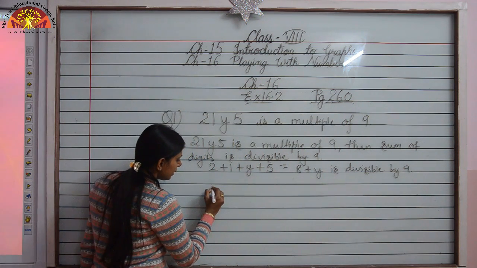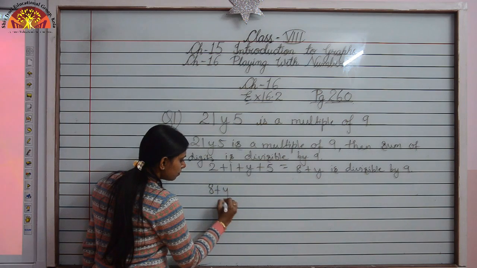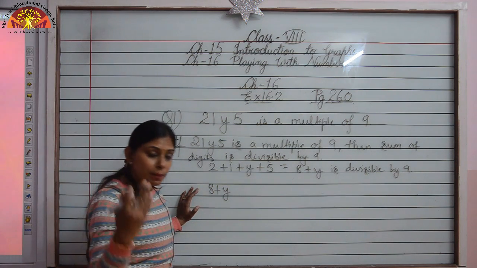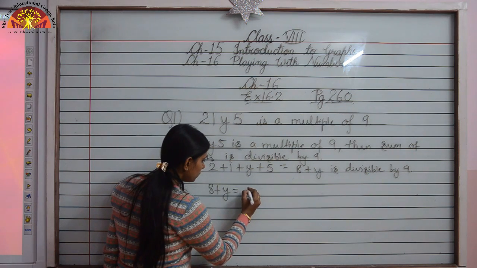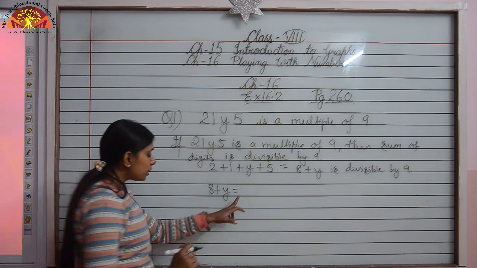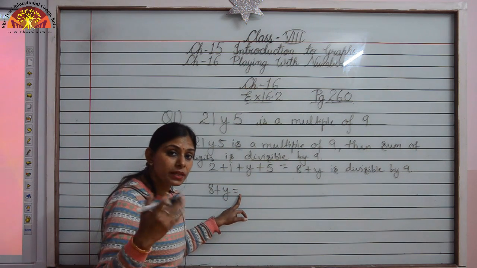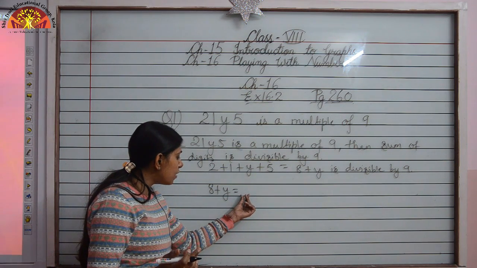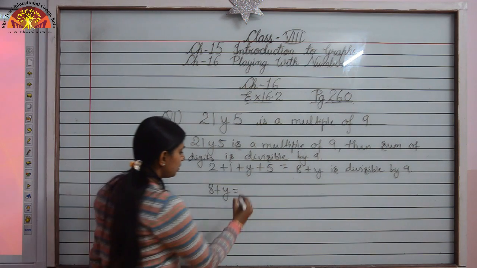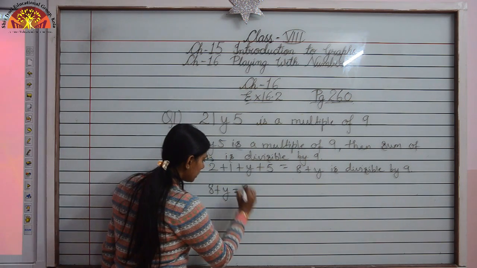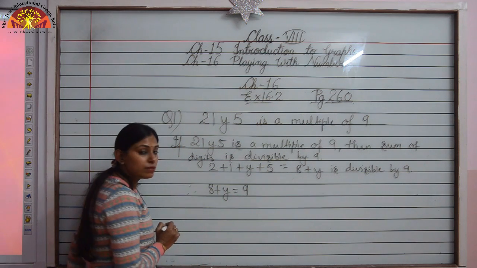That means 8 plus y must be equal to a multiple of 9. It cannot be equal to 0, because it will be a negative number. If you are just taking after 0, the next number is 9. Next number क्या होगा? 9 होगा. Okay. Therefore 8 plus y is equal to 9.